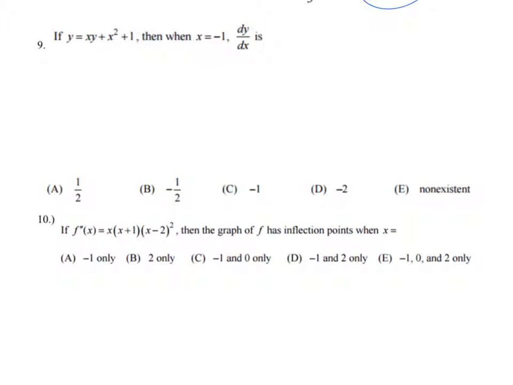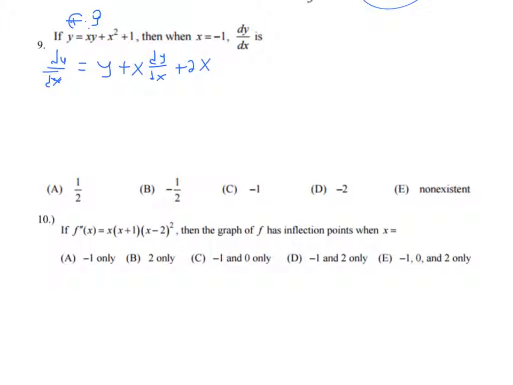All right. dy dx, we have an implicitly defined function. So the derivative of the left side, dy dx, is equal to. Now we need to use the product rule. So we have f times g. The derivative of the first, 1, times the second, plus the first times the derivative of the second, plus 2x. And then the derivative of 1 is 0.